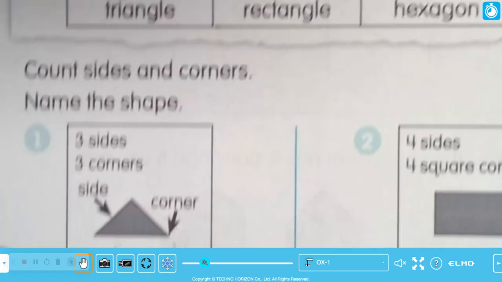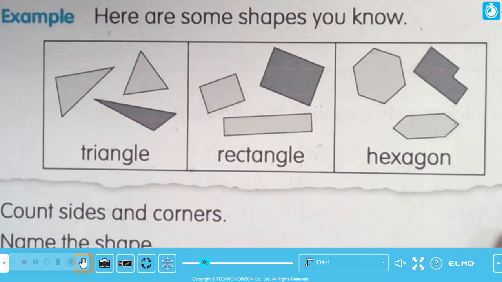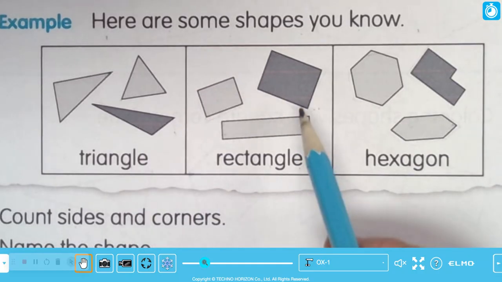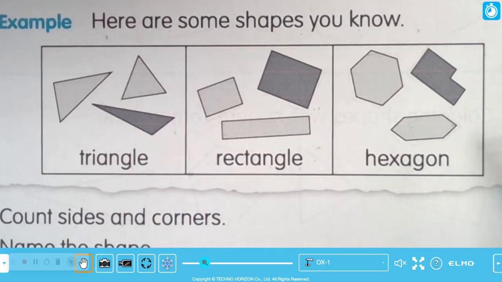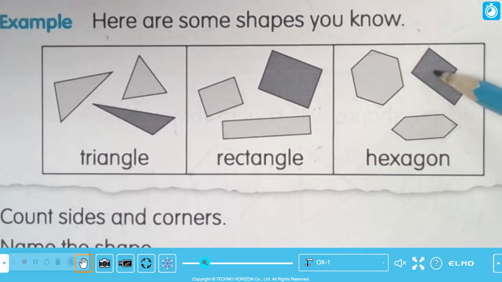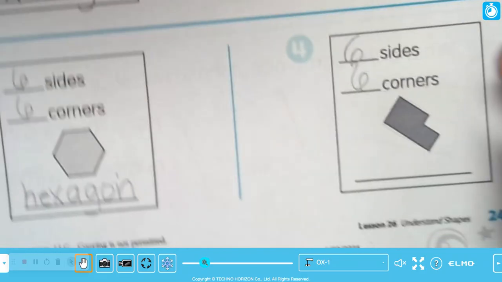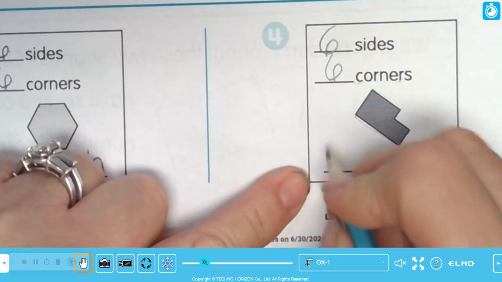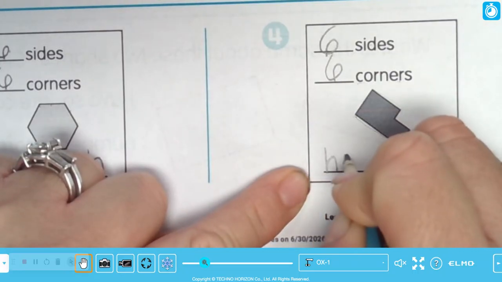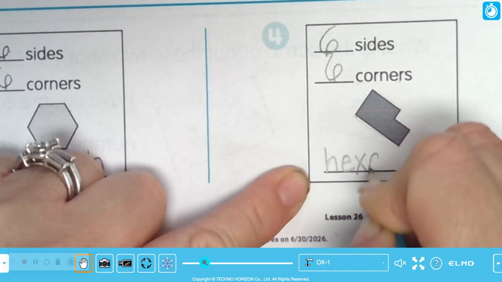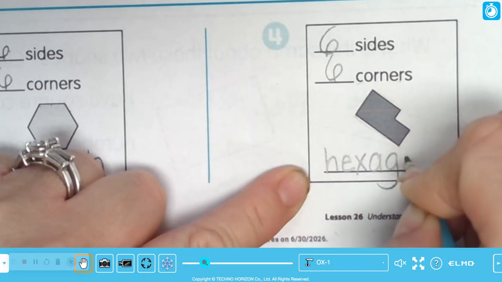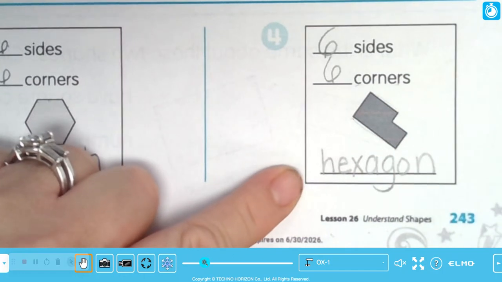Okay, now let's figure out which one of these it is. Is that a triangle, a rectangle, or a hexagon? Yep, it's a hexagon because all hexagons, see this is the one right here, right? All hexagons have 6 sides and 6 corners. So let's write right here, hexagon. Go ahead and write that down.